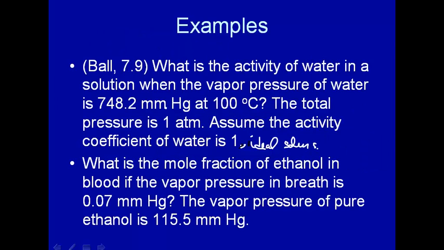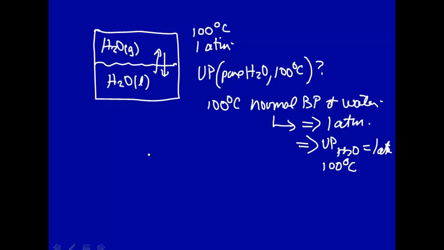Now if we go back to the problem, at 100 degrees, 1 atmosphere, you don't have the vapor pressure of water being 760 millimeters, 1 atmosphere. Instead, you have 748. That means that the activity of water is less than 1. If it were 1, you'd have pure water at 100 degrees, and it would be boiling at 1 atmosphere. I hope I made that clear.